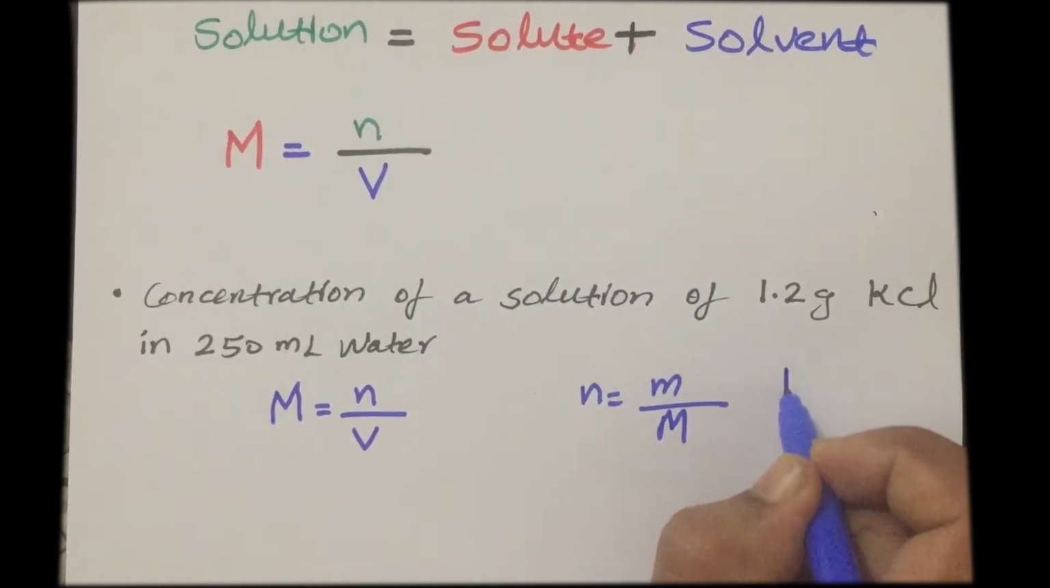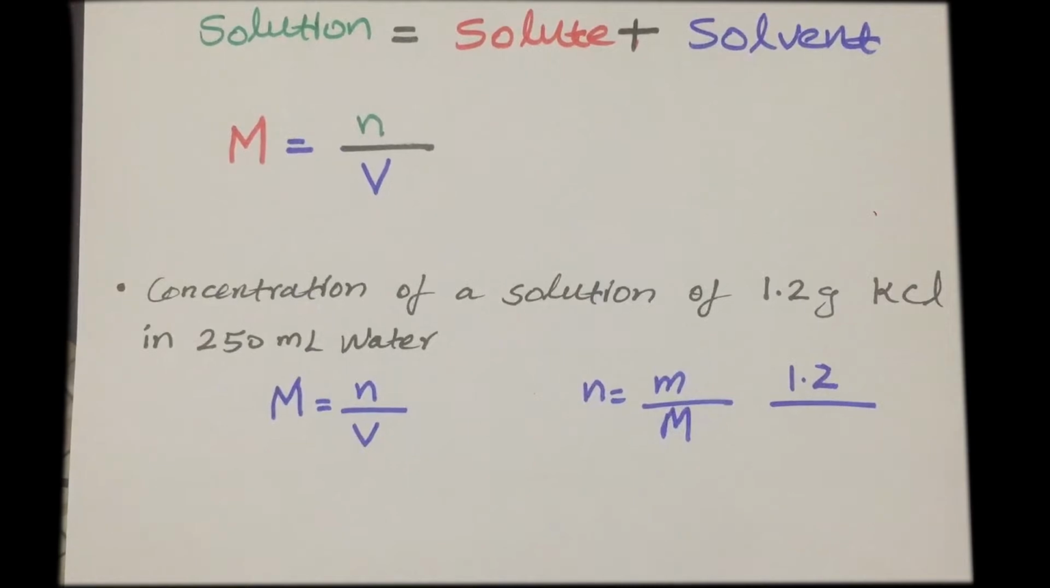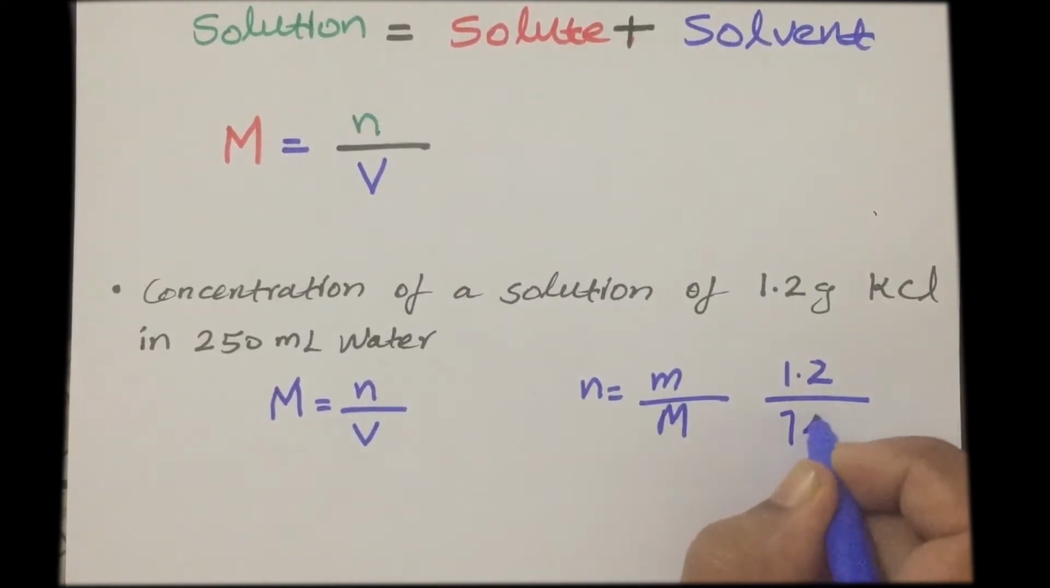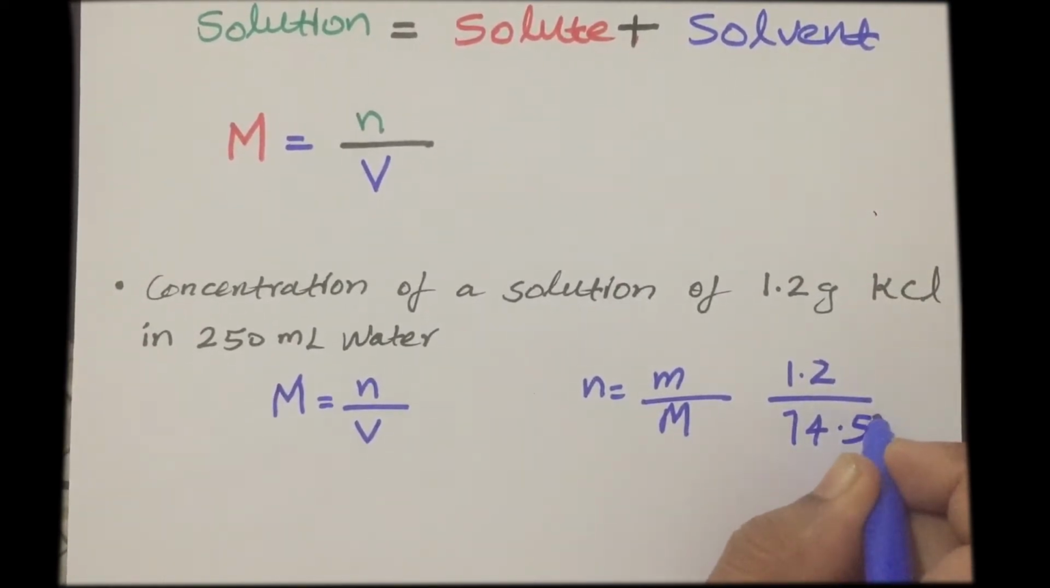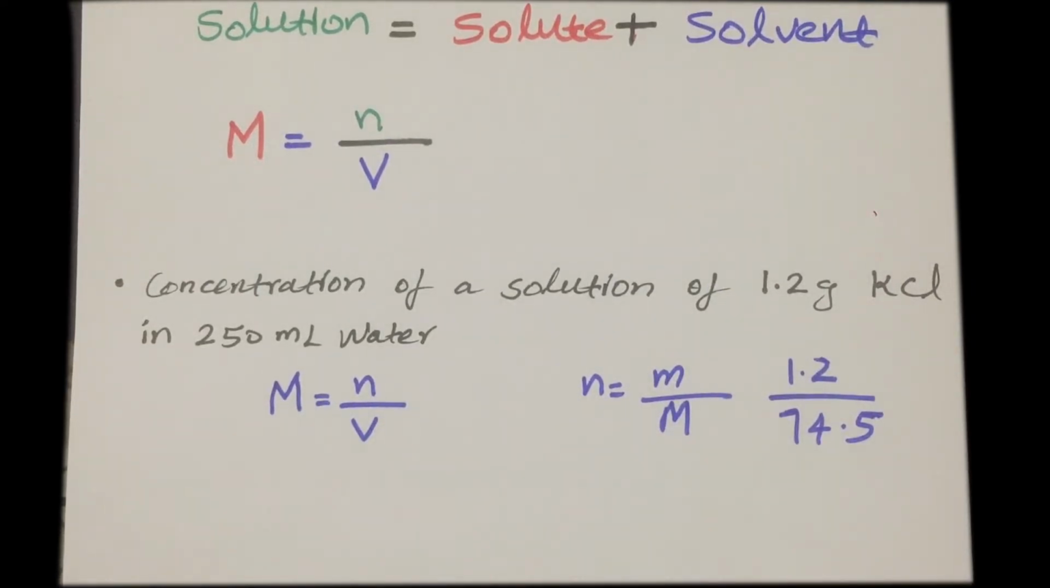So mass of solute is given, 1.2 gram. So 1.2 divided by molar mass of KCl, atomic mass of potassium plus atomic mass of chlorine. That is 39 plus 35.5, that is approximately 74.5. So 1.2 divided by 74.5.